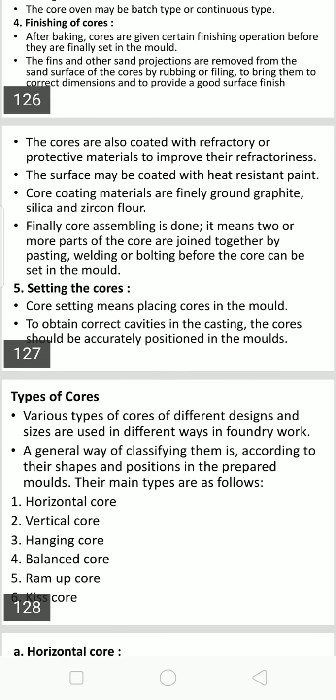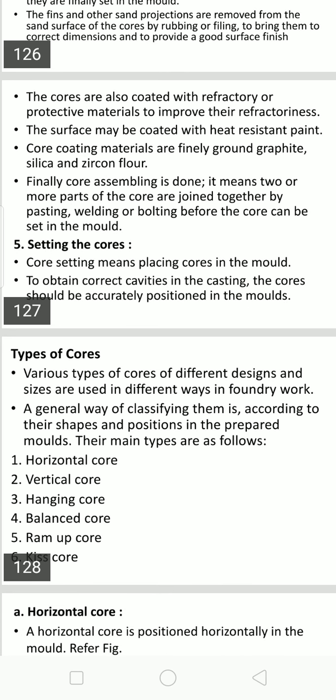Then sizing. It is performed to finish the cores to correct dimensions, because according to the dimensional accuracy the interior has to be produced. So these cores should be measured, trimmed or sized by using emery sheets or files. Any excess material is removed from the cores. This is done by hand filing, by grinding machine, or by emery paper. All of this comes under sizing.